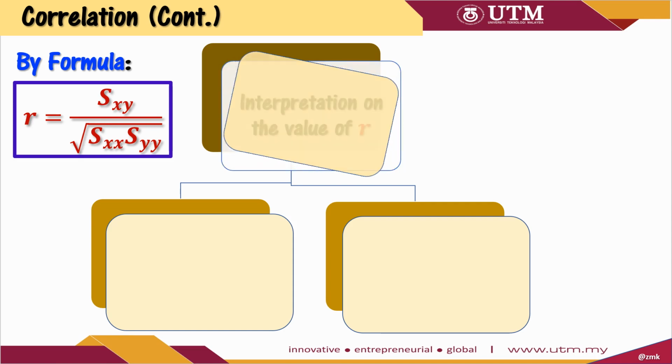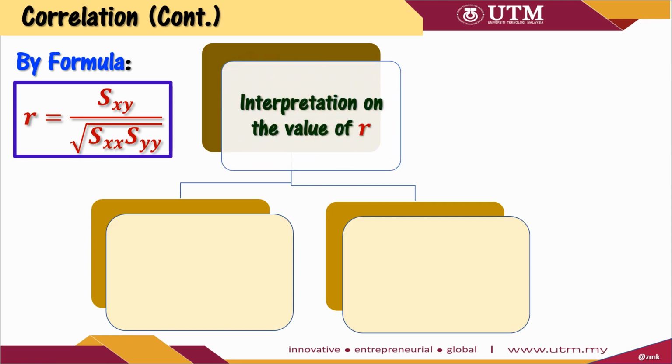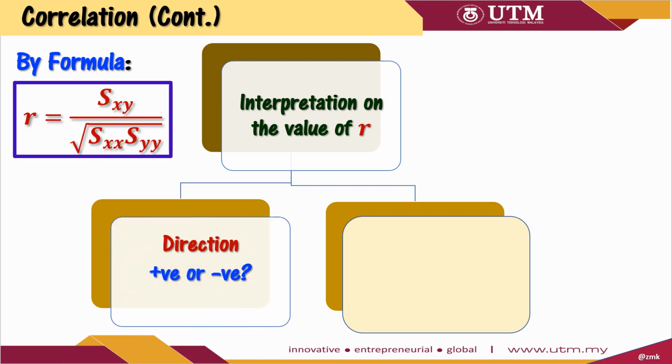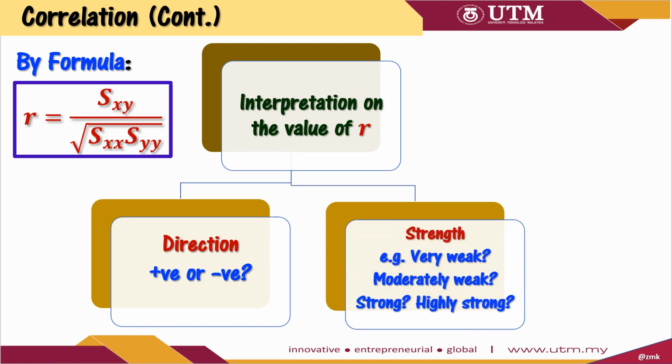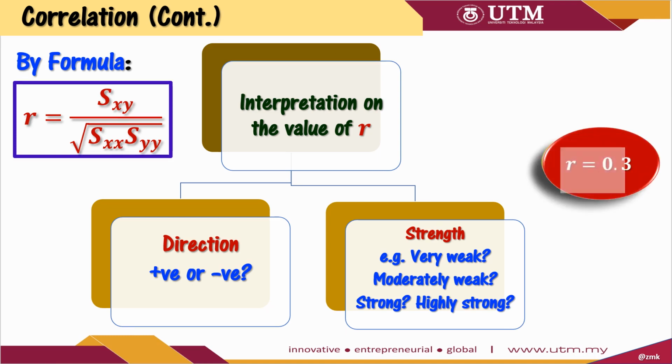To interpret the value of R, you must comment on two important points. The first important point is on the direction of the linear relationship. Is it positive or is it negative? The second important point is on the strength of the linear relationship. For example, is the linear relationship weak, such as R equal to 0.3, where the xy points are widely scattered on a scatter diagram?